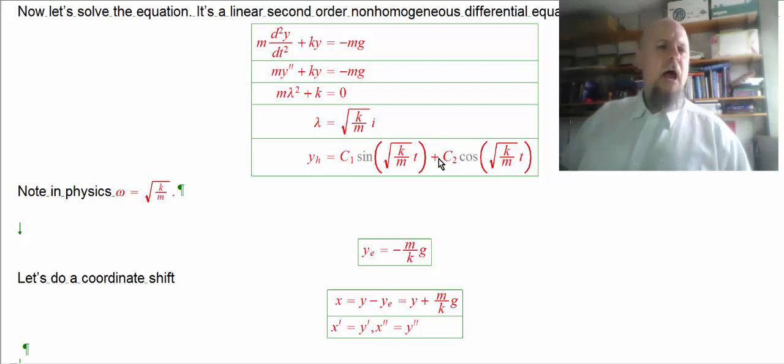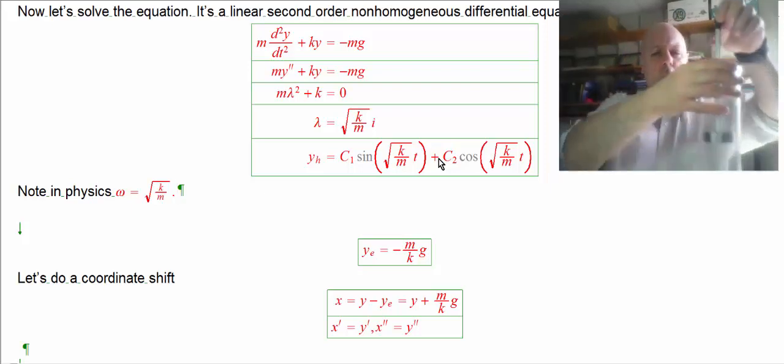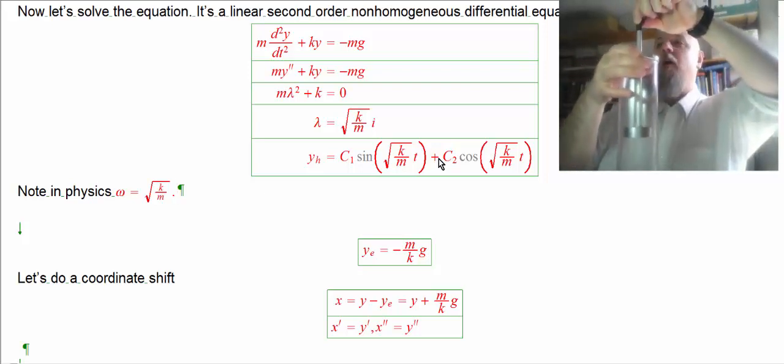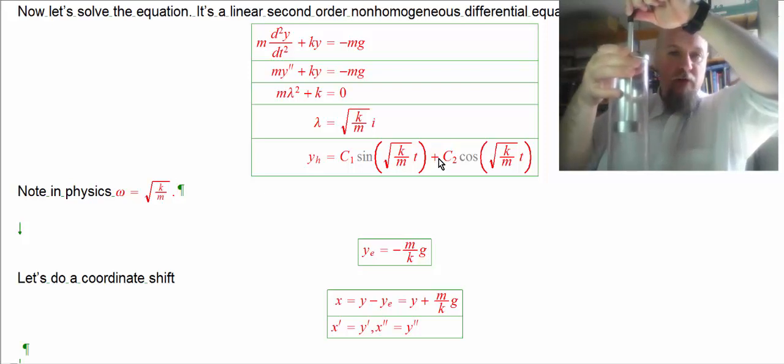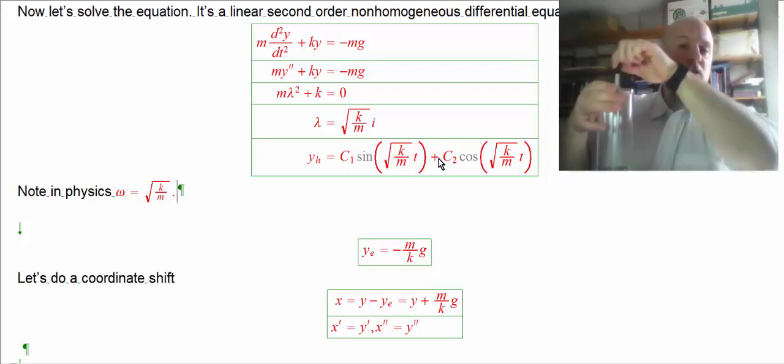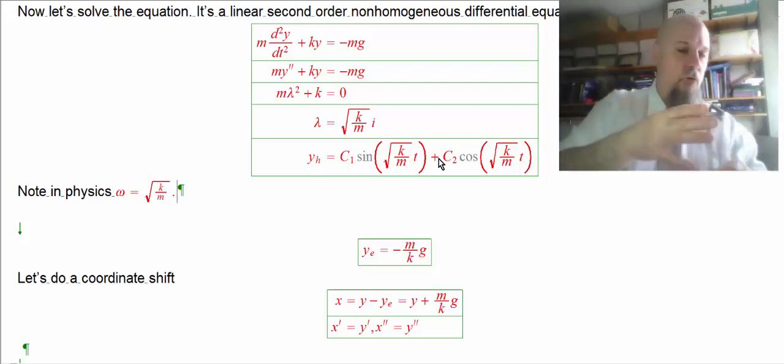Initial conditions. How could we have initial conditions? We'd have two initial conditions. You'd have to tell me where the mass was located originally. That would be y naught. And you'd have to tell me how fast it was going originally. That would be y prime naught. We'd have two initial conditions to solve for those two constants.